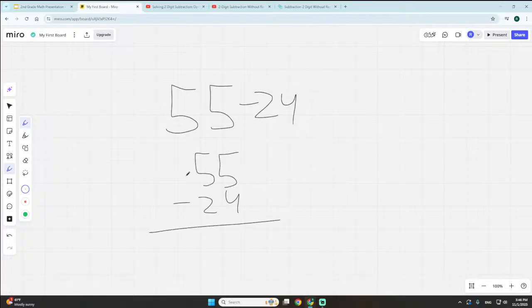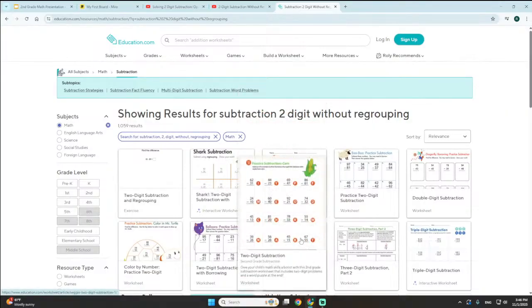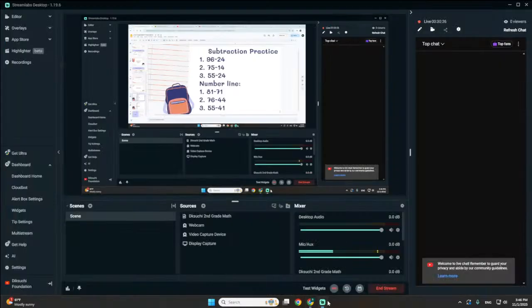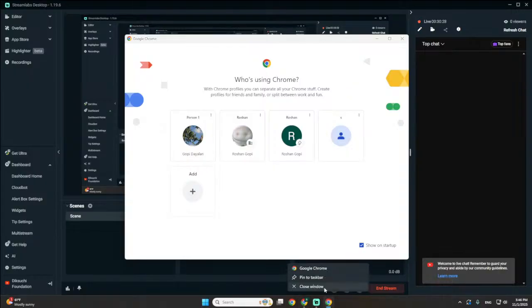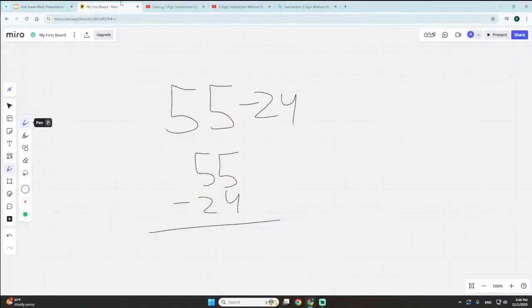After this, you all might be able to do some practice on this, and I'll go over a couple of problems and you all can pause and look over them. We're reaching close to the end, so let's go through these. 5 minus 4 is 1. 5 minus 2 is 3. We had 5 in this ones place, and then 4. 5 in the tens place, and then 2.